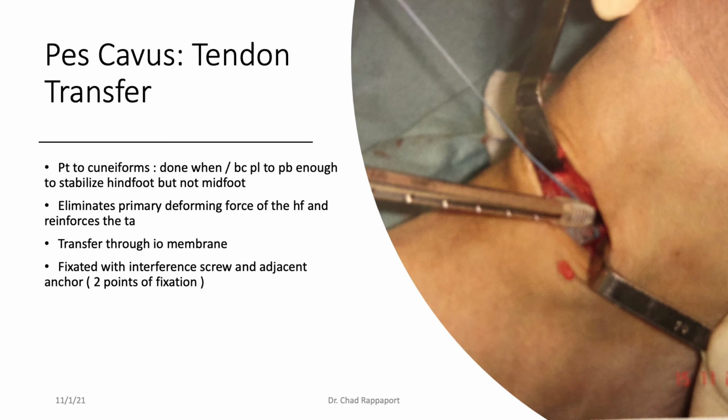Tendon transfer of the posterior tibialis to the cuneiforms is another fairly common tendon transfer. It's done when the peroneus longus to peroneus brevis transfer was enough to stabilize the hindfoot, but not necessarily the midfoot. And so it acts to eliminate the primary deforming force of the hindfoot and reinforces and strengthens the tibialis anterior. This is typically done through the interosseous membrane and fixated to the cuneiform with an interference screw and an adjacent anchor, so that there's 2 points of fixation.